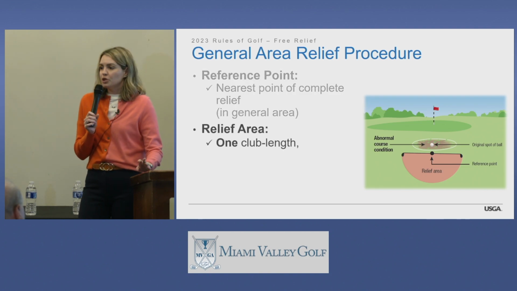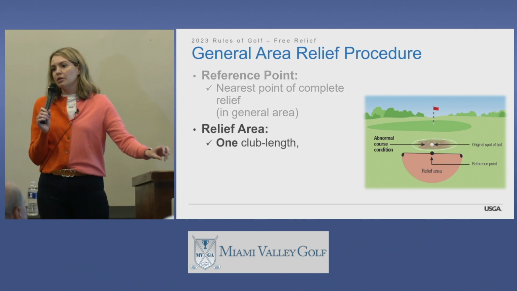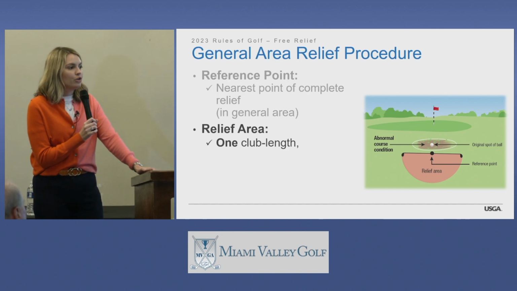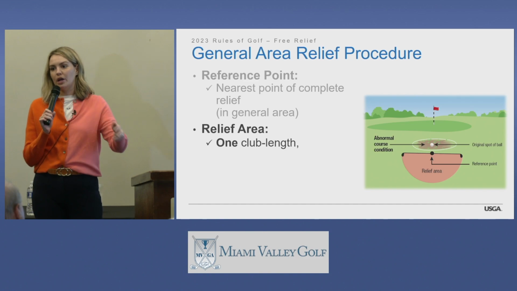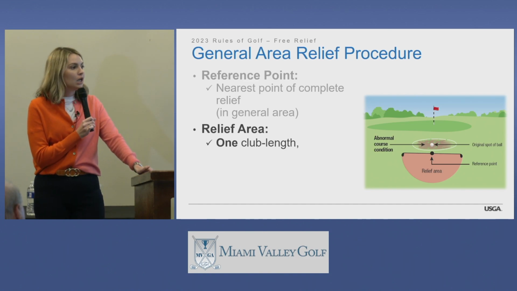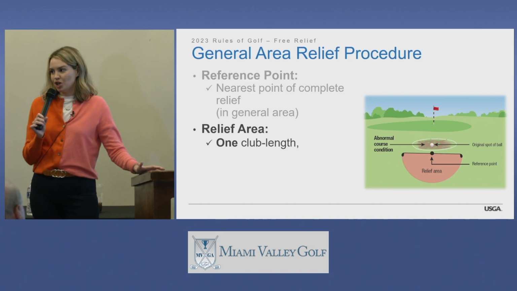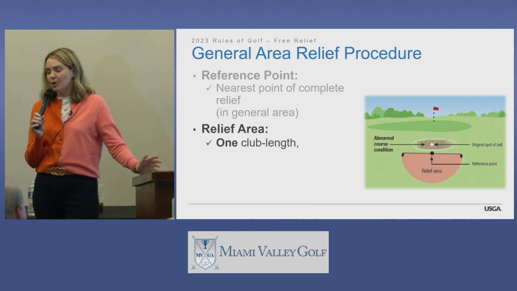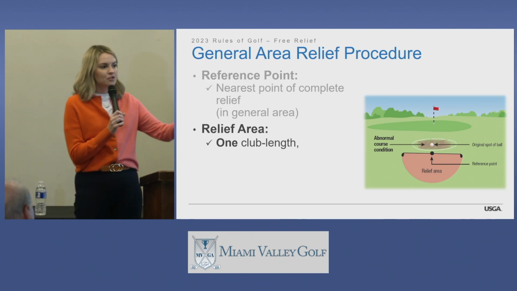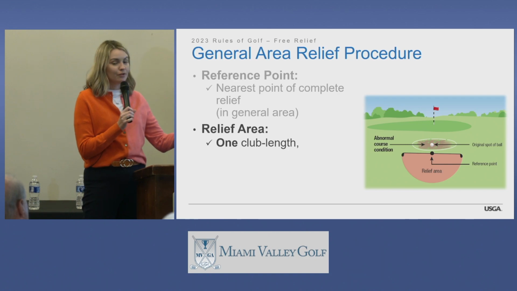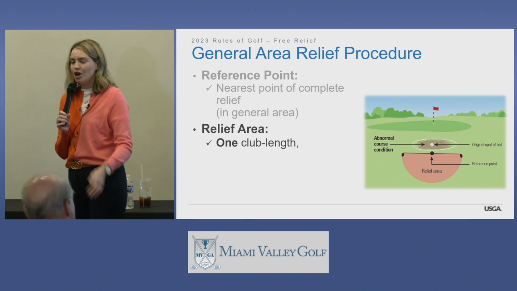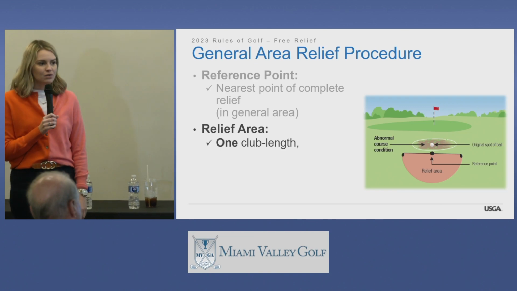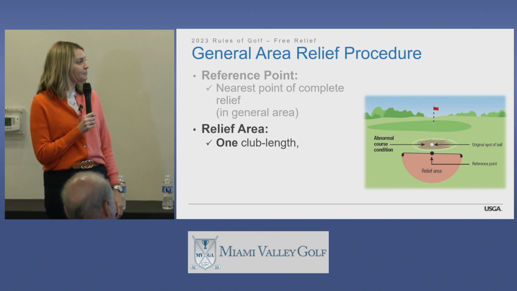I should also note, when we're starting in the general area, that the nearest point of complete relief also needs to be in the general area. But to follow up on the question we had about the sprinkler head, rough and fairway are both general area. So it's possible for a ball in the fairway, you could have to go into the rough. The reverse is possible. You could be in the rough and have to go to the fairway. It all just depends upon the individual circumstances.